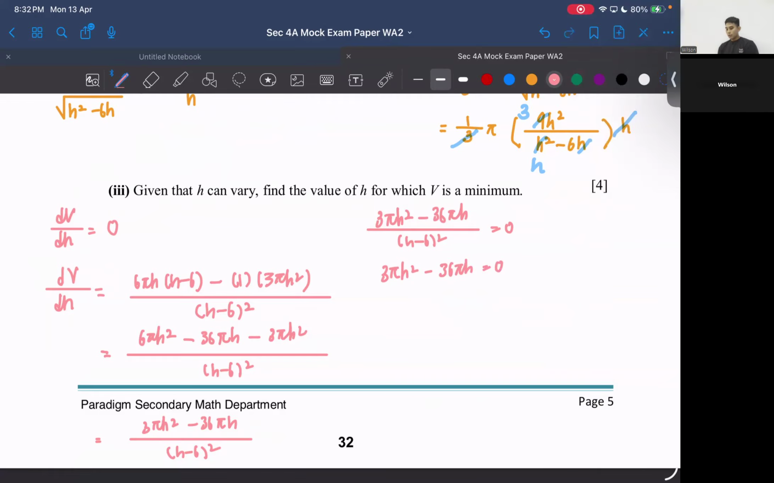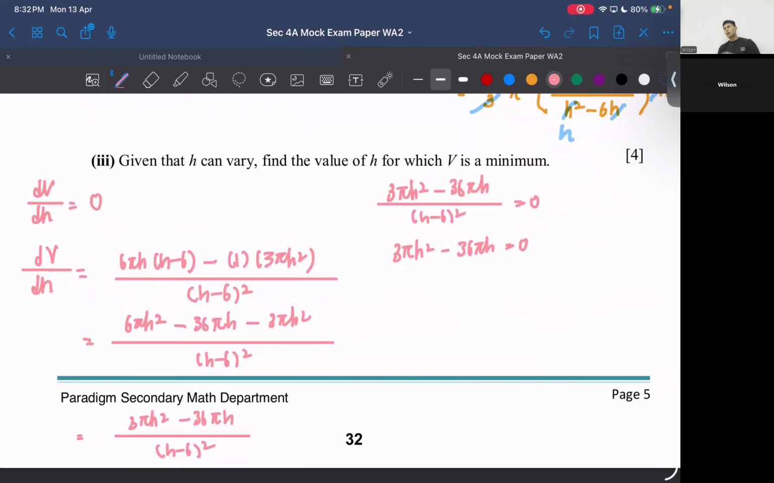Now, this is the next important question for the class. What should I be doing? Factorize? Which one? Oh, yes, thank you very much. So I have 3h times (pi h minus 12 pi) equals to 0. 3h equals to 0, h equals to 0. Now, this is one of your answers, but you have to reject, right? Because h equals to 0 doesn't make sense. My next answer will be pi h equals to 12 pi over here. So h is equals to 12.